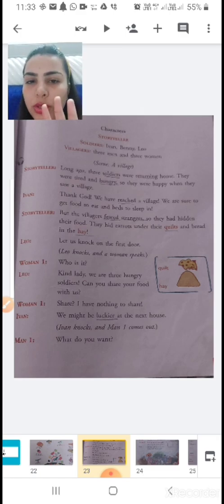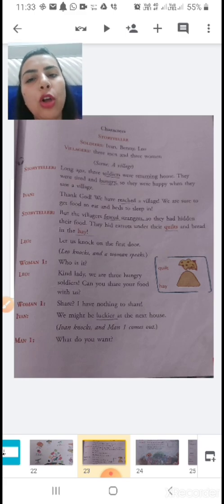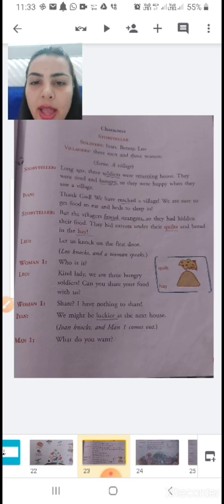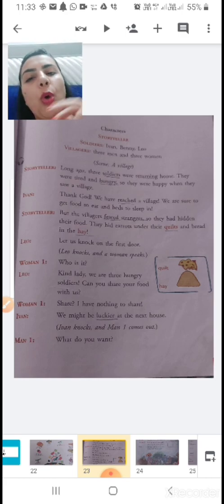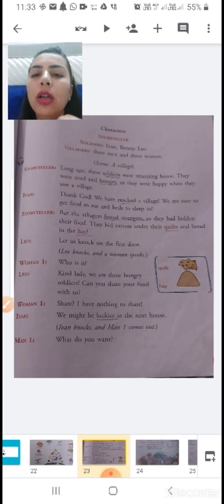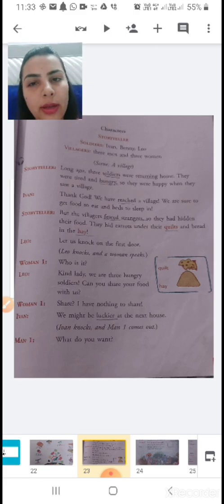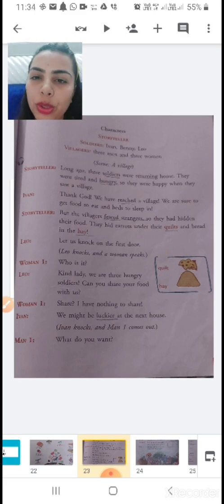There were 3 soldiers who were returning to their home after a war, or coming back from the border. They were tired. They were very tired and hungry. So they were happy when they saw a village. Why were they happy? Because they thought they would get food and shelter over there.